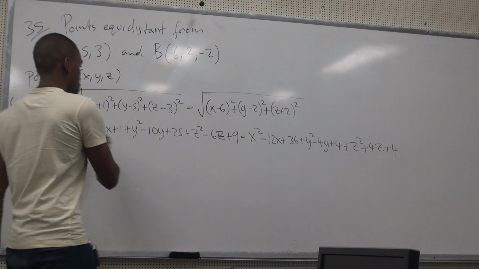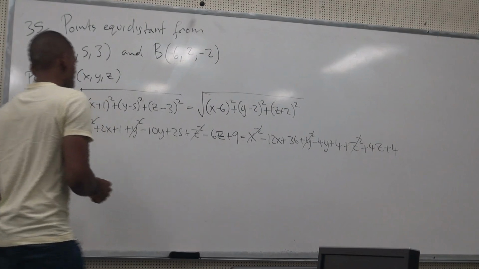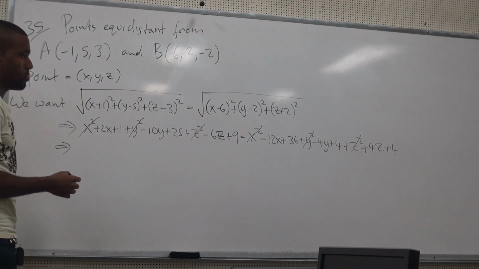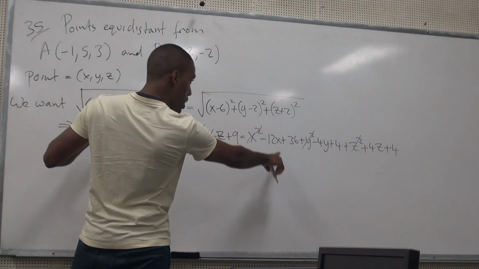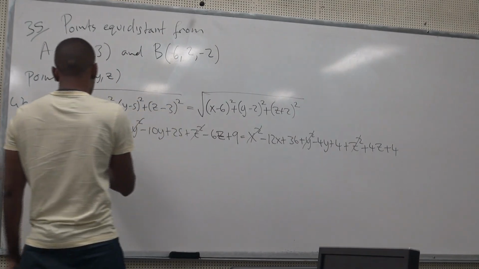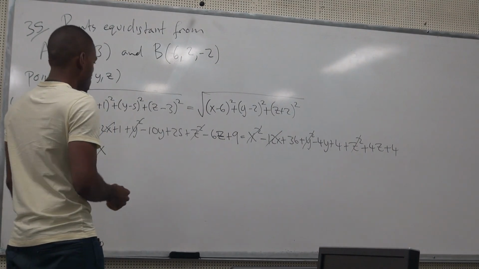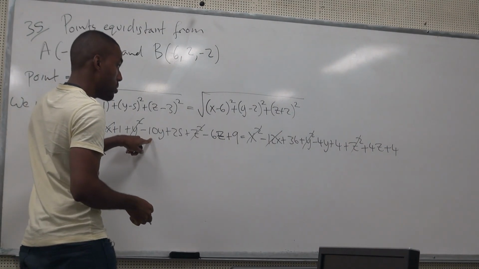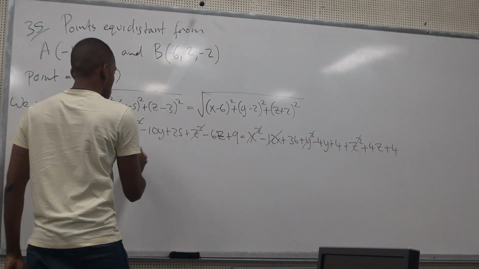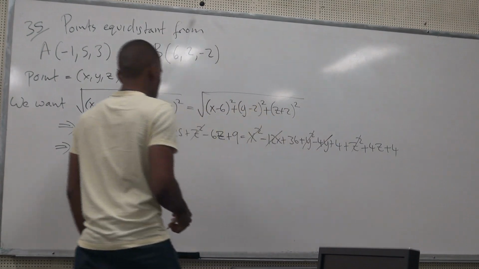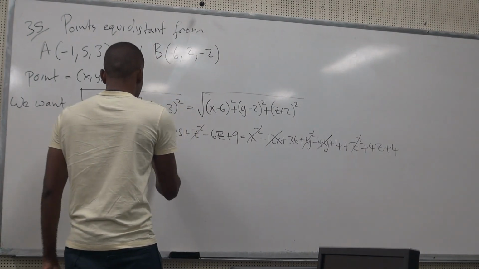So what do we have? Well, x squares, y squares, z squares will cancel from both sides. And now what will happen? Here I have 2x, and on this side there's a minus 12x. I can bring that over here. I'll get 14x. Here I have minus 10y. On this side I have 4y. Move that over here. I have minus 6y. Here I have minus 6z. Over here I have 4z. Bring that over. I get minus 10z.